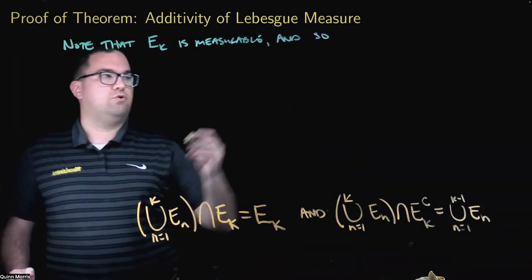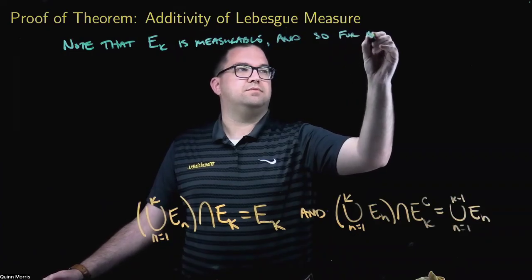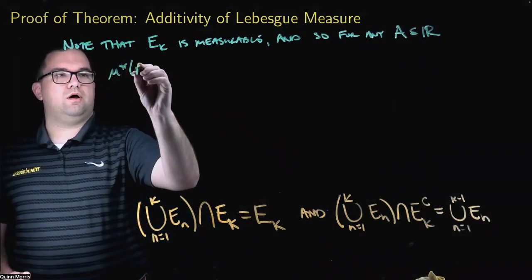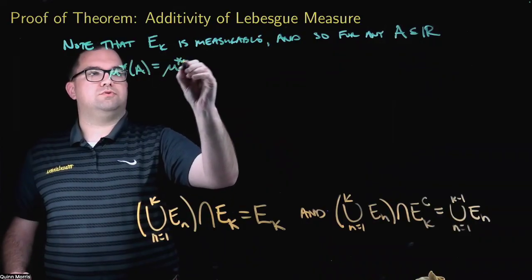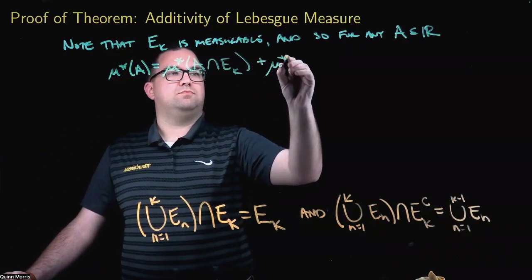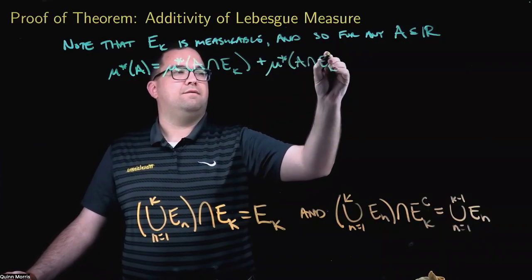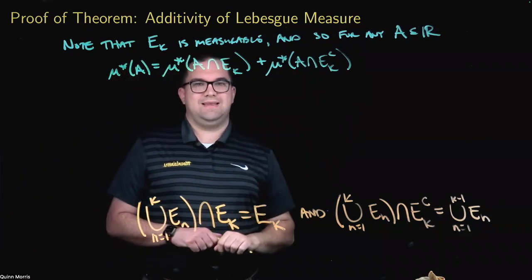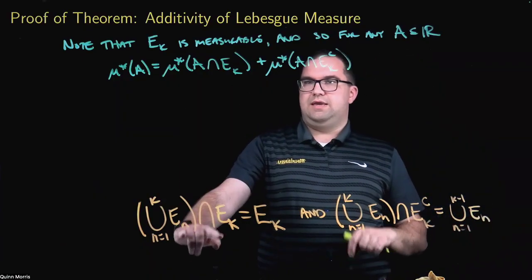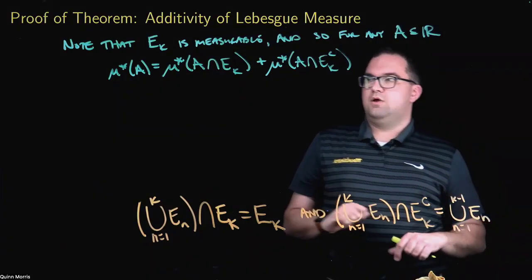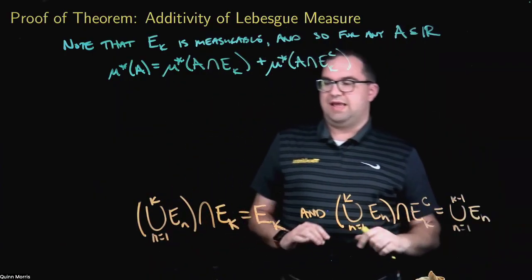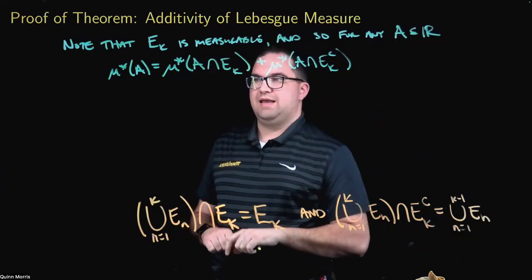And so we can apply the Carathéodory condition to say for any subset A of R, mu star of A ought to be equal to mu star of A intersect Ek plus mu star of A intersect Ek complement. That's what it means for the set Ek to be measurable, that this condition is satisfied. Well, now you may start to see that this condition holds for any set A. So what if I look at it in the particular case that A is equal to the union from n equals 1 up to K of En?